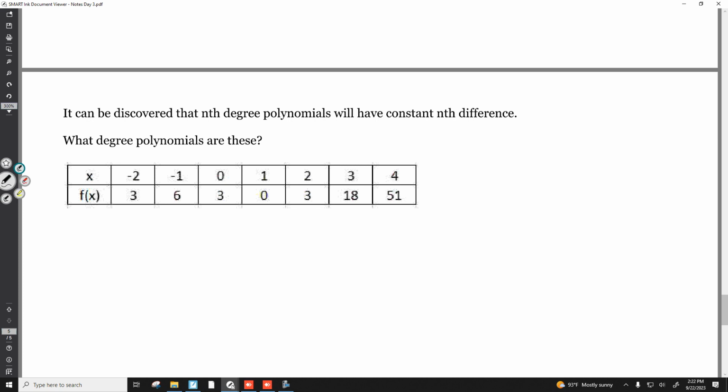What degree polynomial is this? And tell me, what is the next value? So what we're going to do is just continue to find differences of differences until the last set of differences are constant.